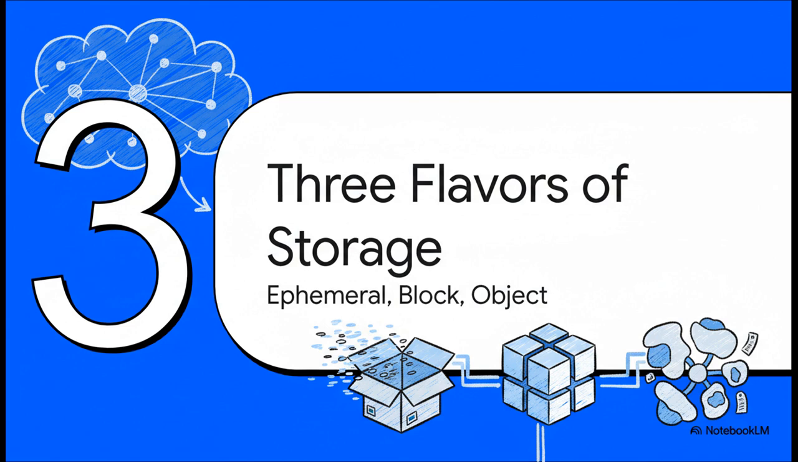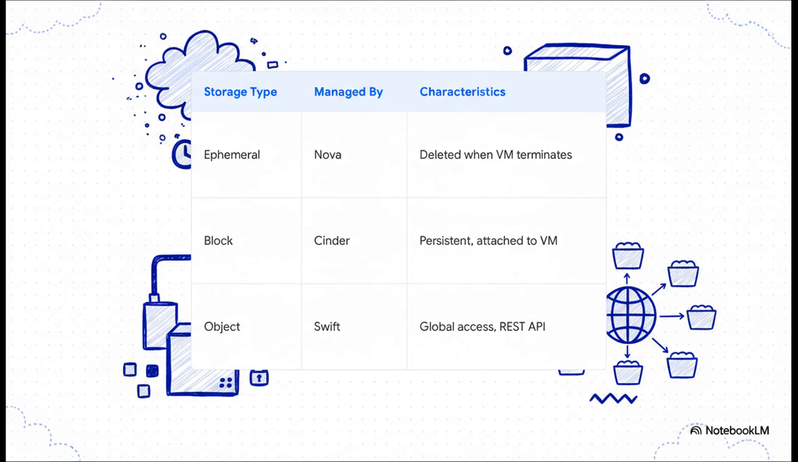Okay, so we've mentioned Cinder and Swift. Let's really hammer home the differences here, because this is super important. There are basically 3 flavors of storage in OpenStack, and picking the right one for your application is absolutely everything. Yeah, this chart breaks it down beautifully. You've got ephemeral storage managed by Nova itself. Think of that as scratch paper. It's fast, it's right there on the compute node, but when the VM goes poof, so does that data.